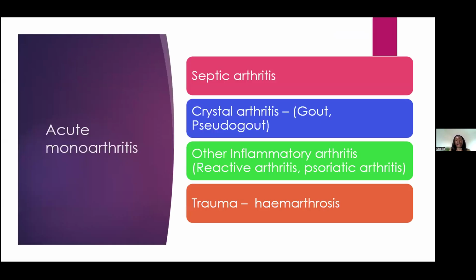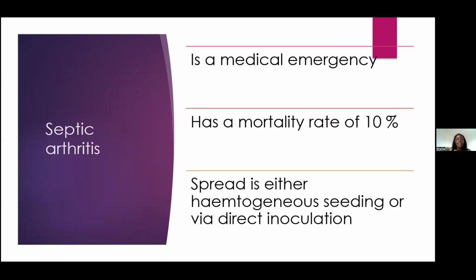So if you have a patient who comes with an acute monoarthritis, the first things you'll think of typically are septic arthritis. You think of crystal arthritis, so gout and pseudogout, then other inflammatory conditions like reactive arthritis or psoriatic arthritis. So even rheumatoid arthritis can present with just one joint inflamed. And then you can also have things like trauma or haemarthrosis.